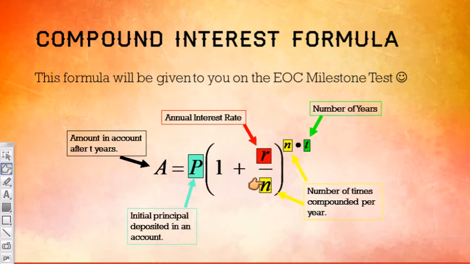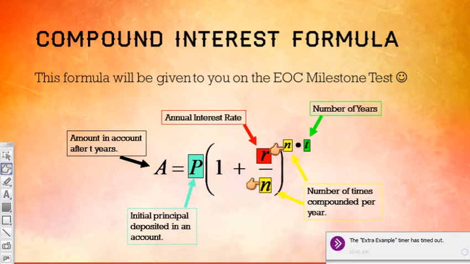So if we compound yearly, this n value is just going to be 1. But let's say we compounded quarterly, then we would compound 4 times through the year. So this rate would get divided by 4 if we had a quarterly example. And I'd use that 4 again up here, and I'd multiply by the number of years. And I'll show you some examples with this in just a second.